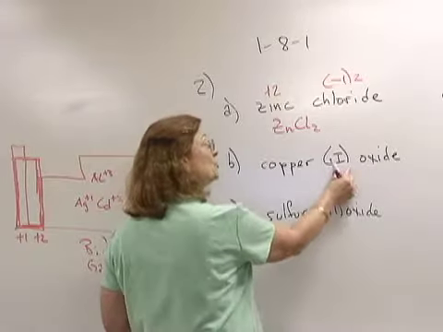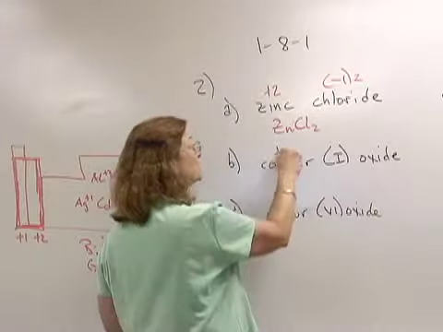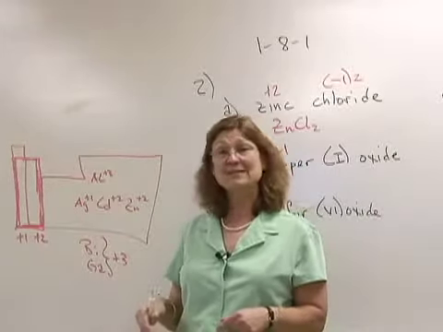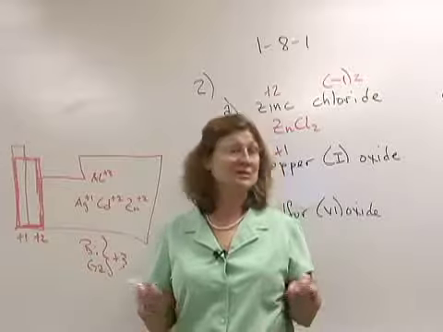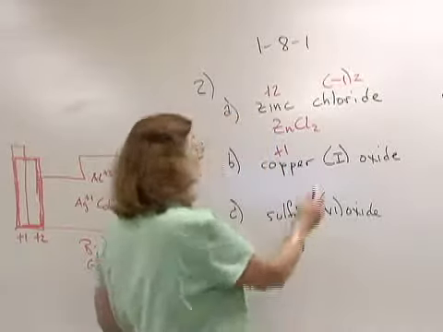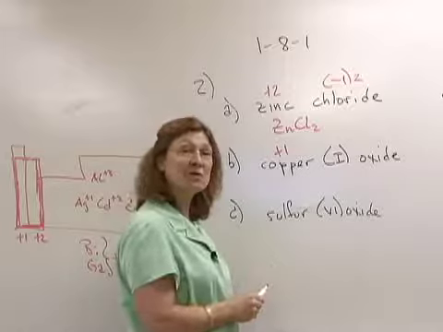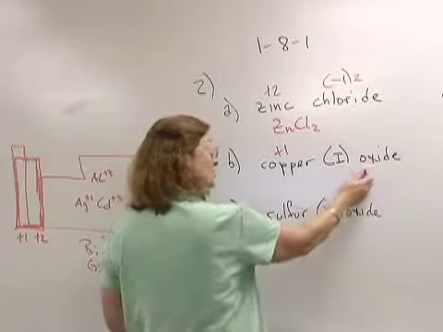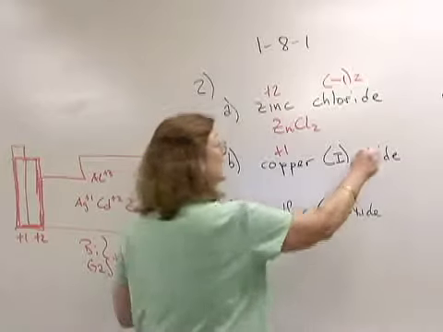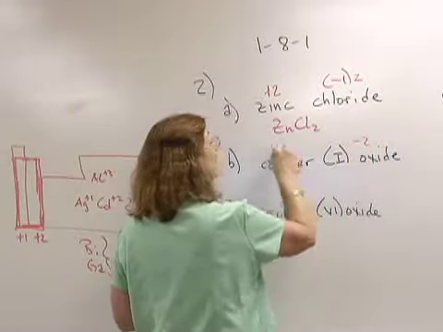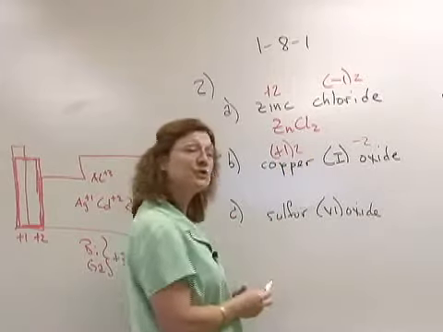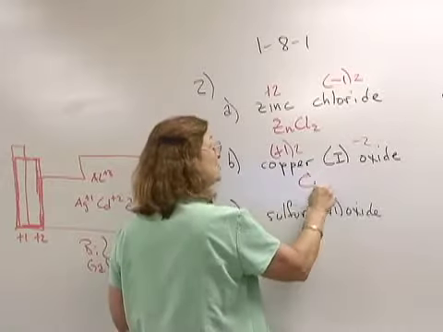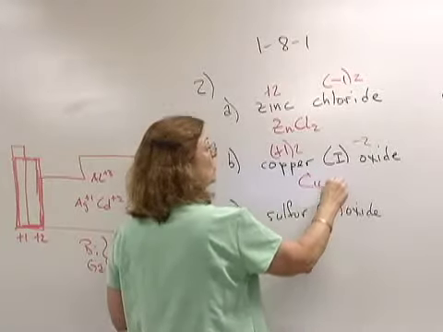In B, the Roman numeral is telling me that copper is +1, because copper is not one of the ones that's always the same. So I have to show a Roman numeral to see what its charge is. So copper is +1. The Roman numeral is always the positive charge on the first element. Oxygen follows its periodic position. It is -2. Therefore, I must multiply the copper by 2, because the common multiple between 1 and 2 is 2. So Cu subscript 2O.